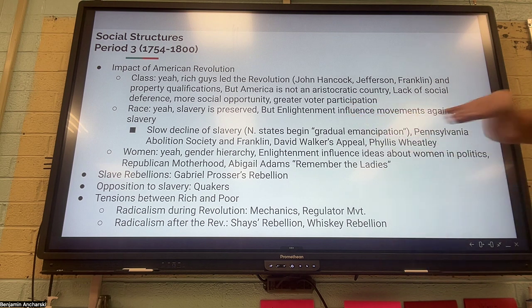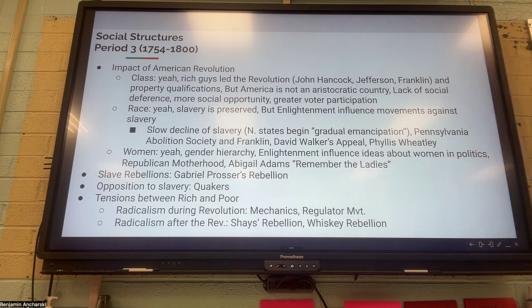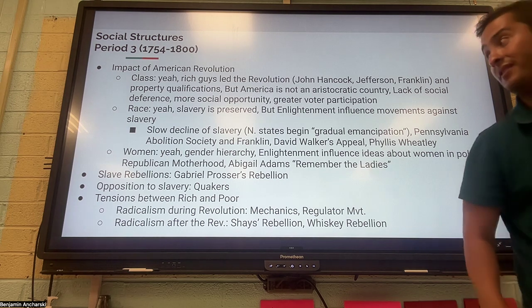Meanwhile, it was going down in the South, and then the cotton gin shoots it right back up. And so at the same time, we saw that this Republican motherhood idea was kind of seen as a step up for women's rights. That yes, they are still being mothers and having to do all the childbearing, but they might be able to go to college now and get an education to teach their kids how to be George Washington. So it was seen as kind of a progressive movement at the time, given the context.